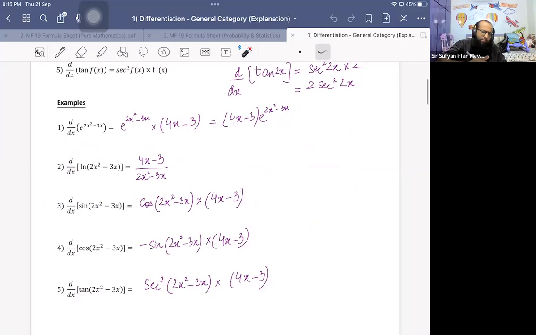And to explain it alongside: e power 2x square minus 3x, as it is copy, and then the differentiation of the angle will be multiplied. And same for ln f(x), the function comes in the denominator, and the differentiation comes in the numerator. Sine angle is cos angle, and the differentiation of angle will be multiplied. Cos angle is negative sine angle, differentiation of angle will be multiplied. Tan angle is sec square angle, differentiation of angle will be multiplied. Copy these 5 examples, you'll be clear with everything, right?